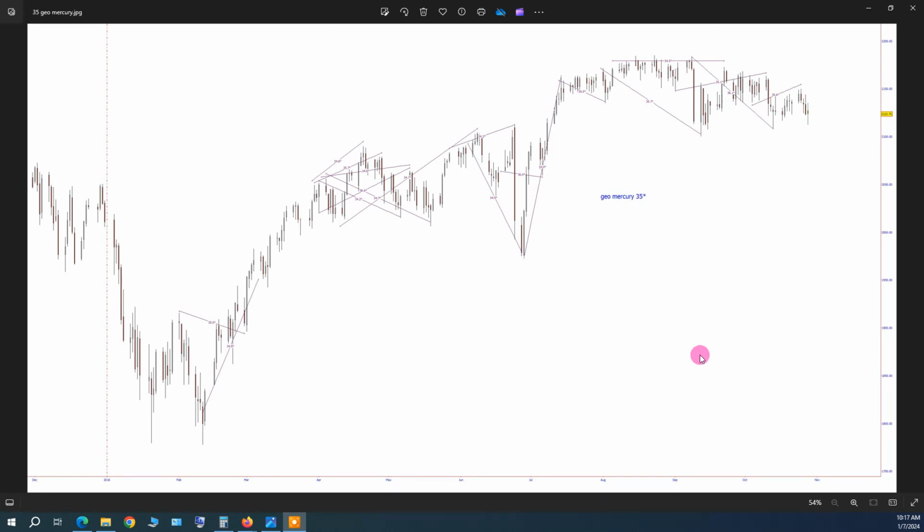Now this is same number. Instead of 3.5, we're going to use 35 degrees of geocentric Mercury. So obviously we're moving up to the daily chart. This is going all the way back to 2016 when the market was down around the 1800 area up to the 2200 area. So you can see these various measurements from these lows and highs and what the projections give you. So I'm not going to run through each one. I'm just going to let you pause the chart and you can look through that.